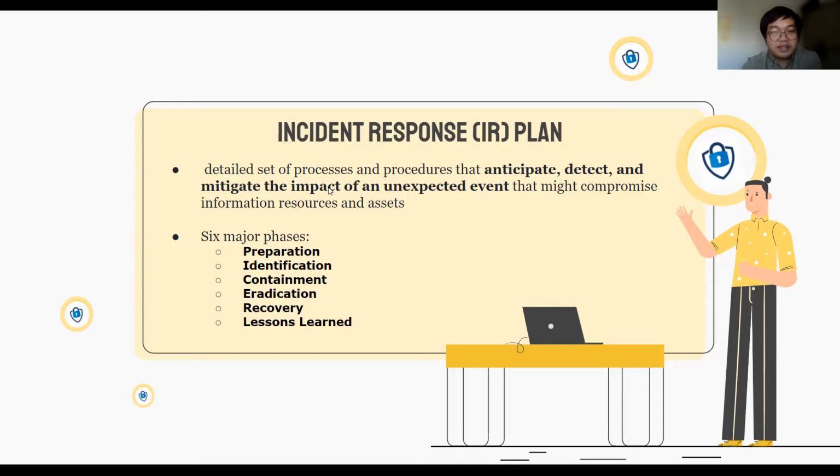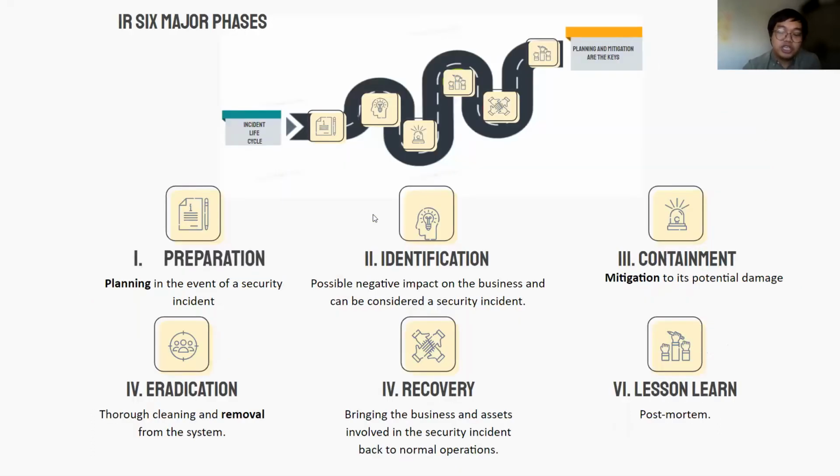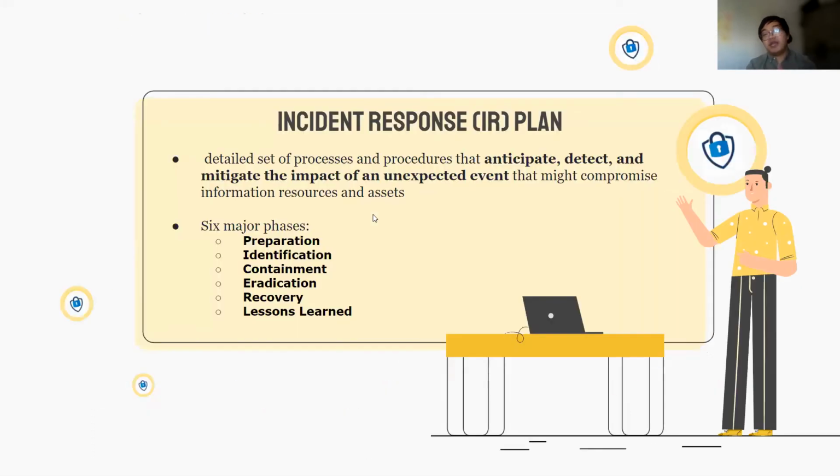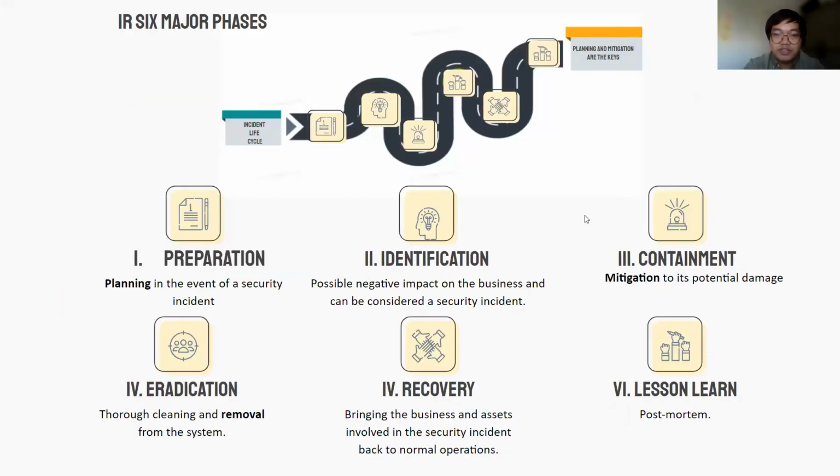So what do we do with that? Of course, we have to counter it with an incident response plan, which is essentially to anticipate, detect, and mitigate further impact if this happens. It actually has 6 major phases, which are preparation, identification, containment, eradication, recovery, and lastly, lessons learned or the postmortem. So let's run through all of this incident life cycle.